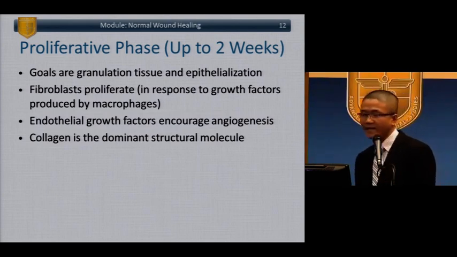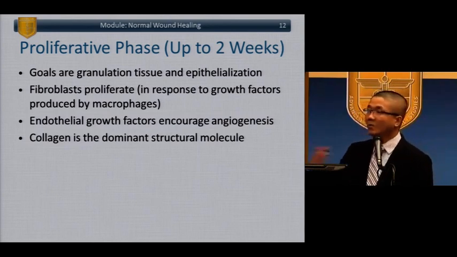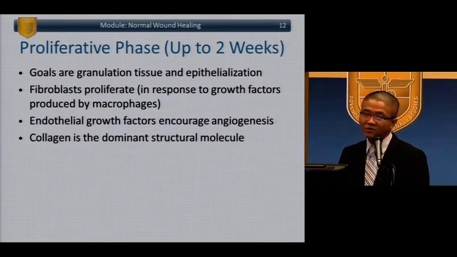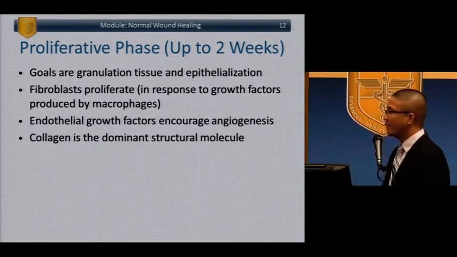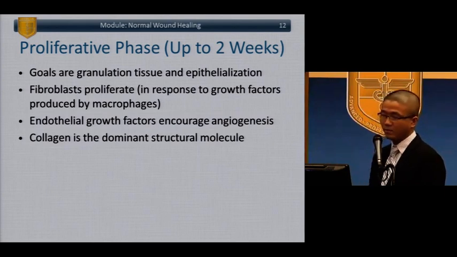Fibroblasts proliferate, and they are proliferating due to a host of growth factors, some of which are produced by macrophages, some of which are produced by platelets. The endothelial growth factor encourages angiogenesis. You know, there's so much research out there right now about whether we can have man-made angiogenesis, right? Can we produce factors? There's a lot of interest in these growth factors. So we have innate endothelial growth factors that encourage angiogenesis. And then at this point, the fibroblasts are depositing collagen, which of course is the structure of life, or structure of our anatomic life. All right.